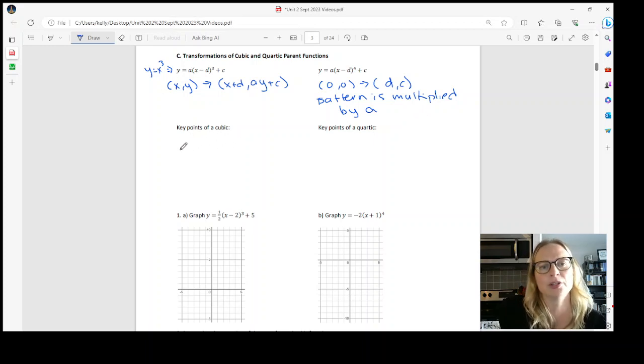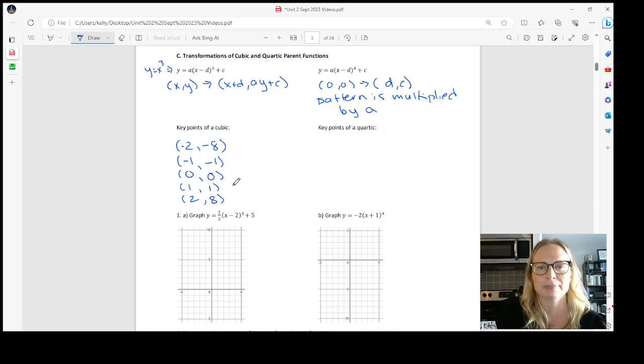So the key points of a cubic, let's start with -2, -1, 0, 1, and 2 for our x values. And to get our y value, we cube that number. So -2 to the power of 3 is -8. -1 cubed is -1. 0 cubed is 0. 1 cubed is 1. And 2 cubed is 8.